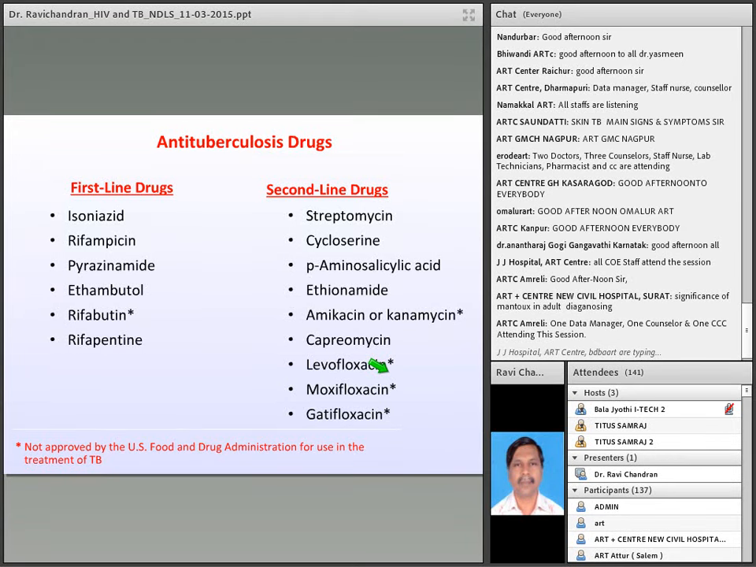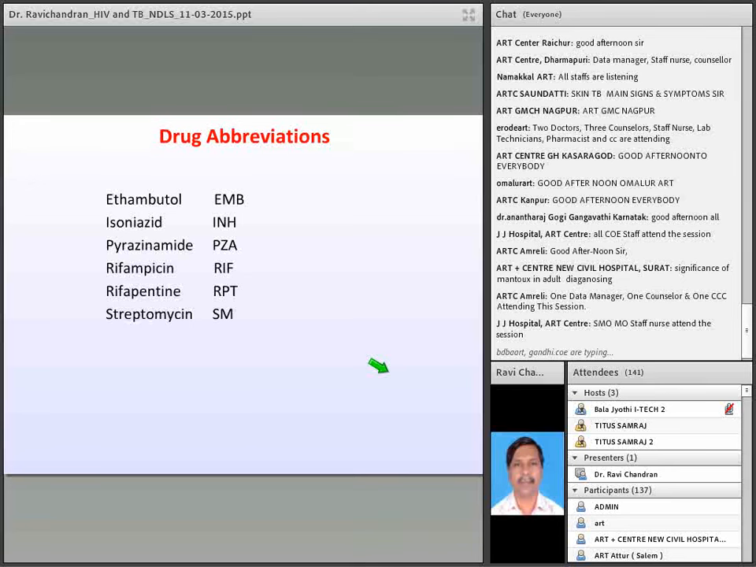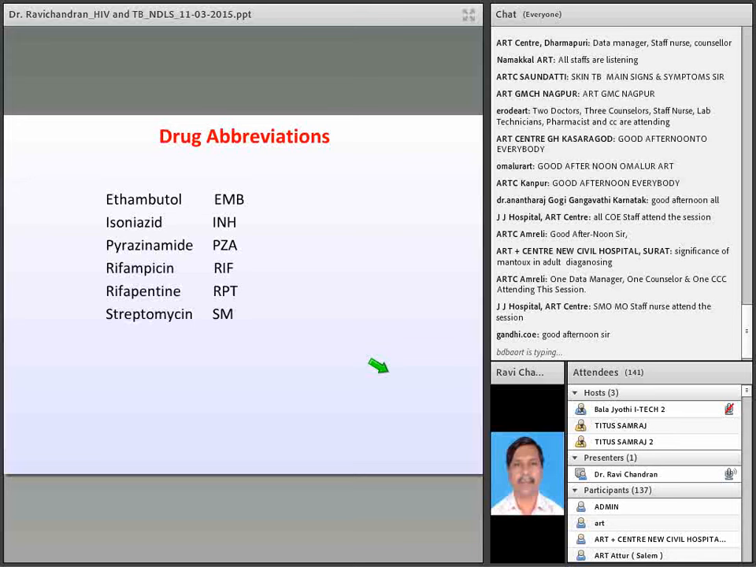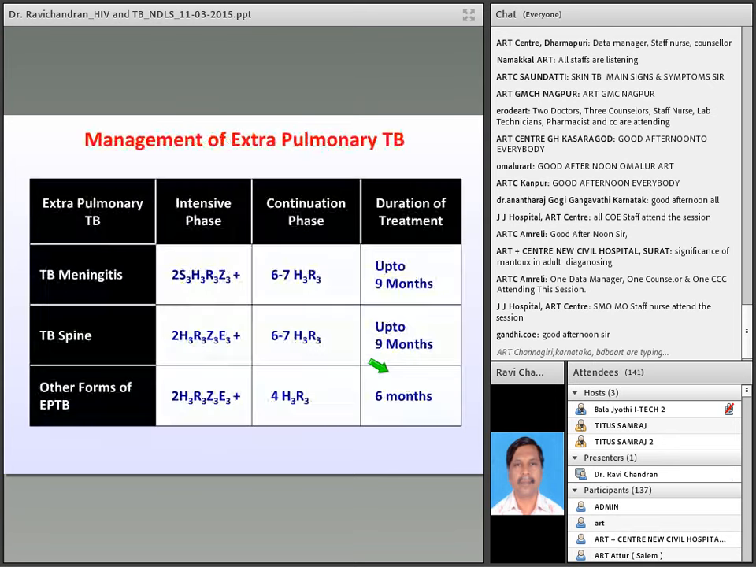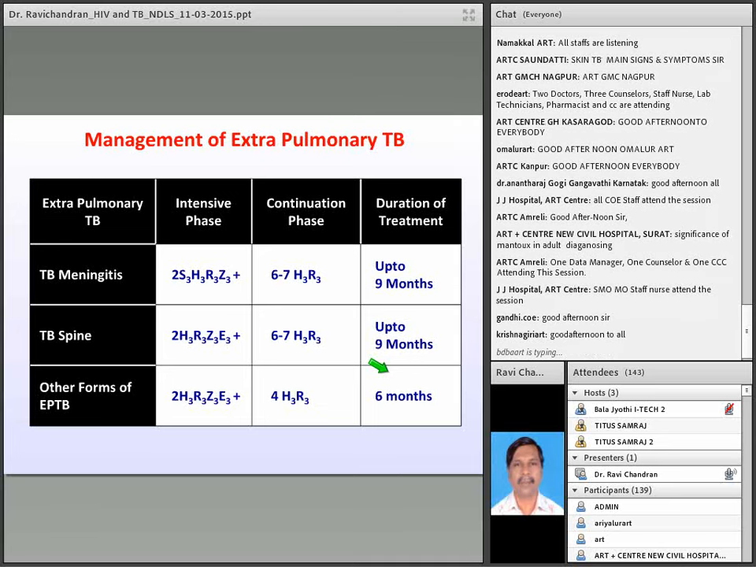So these are the common abbreviations we use when we prescribe: EMB for ethambutol, INH for isoniazid, PZA for pyrazinamide, RIF for rifampicin, RPT for rifapentine, and SM for streptomycin. These are the regimens followed in RNTCP, the Revised National Tuberculosis Control Program. This is the regimen we follow in RNTCP.